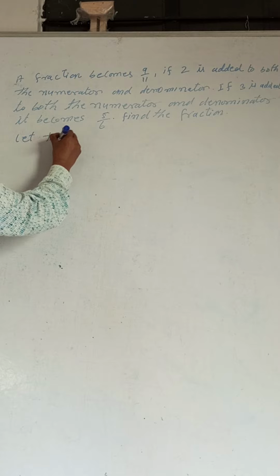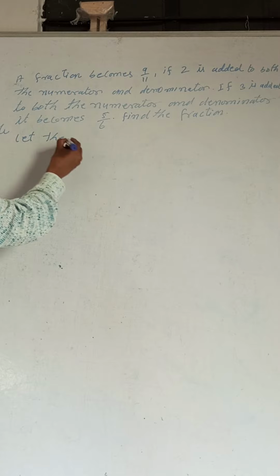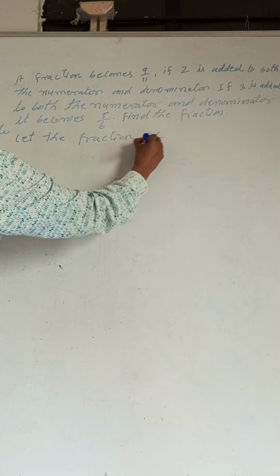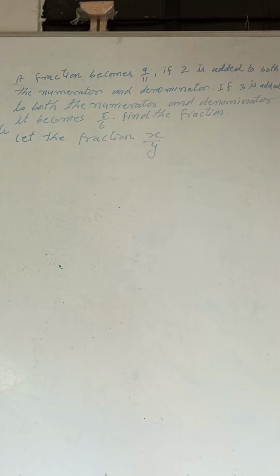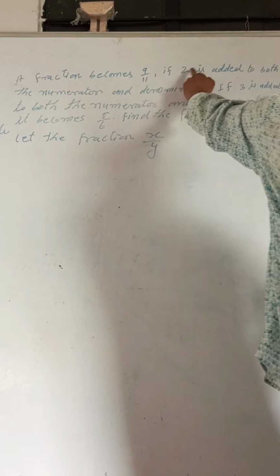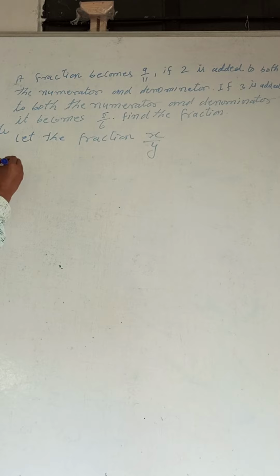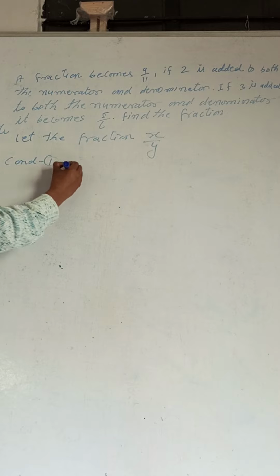Let the fraction be x by y. Let the solution come like this. Let the fraction be x by y. Now what is the first condition given? If 2 is added to both the numerator and denominator, the fraction becomes 9 by 11. So here we are writing the first equation, the first condition.